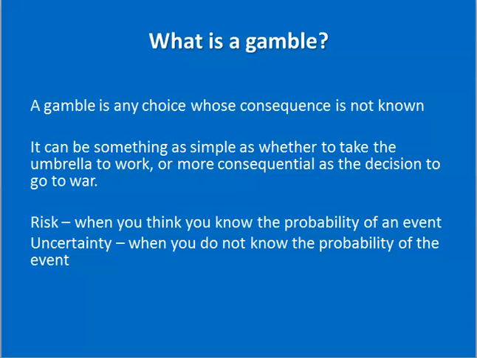When thinking about a gamble whose outcome is not known, economists divide uncertainty into two groups. One is called risk, and the other, they leave it as uncertainty. What's the difference? Risk is when you think you know the probability of an event. It doesn't mean that you know that the event will surely occur with certainty, but you have some idea of the probability that it will or will not occur.